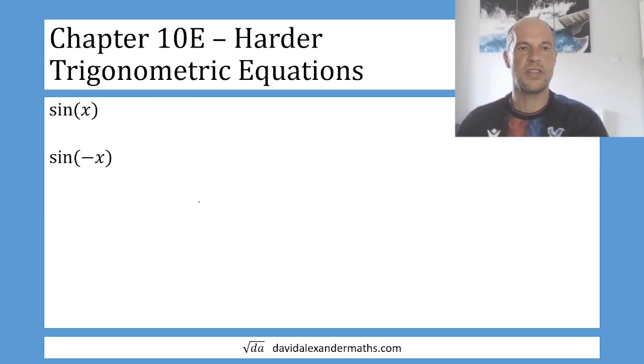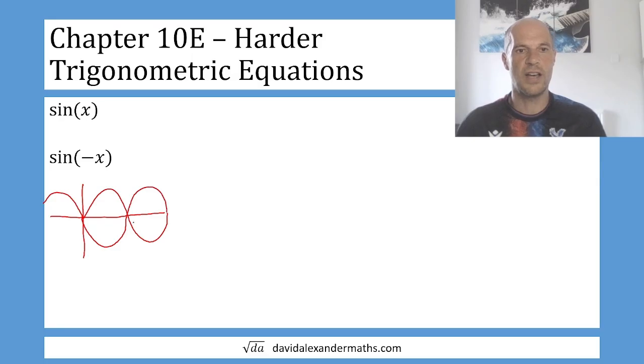Okay, what about the difference between sine of x and sine of negative x? Here the transformation is inside the brackets, so it's going to affect the x value. Any positive x value will be made negative, any negative x value will be made positive. In other words, this is just going to be a reflection in the y-axis. So if I reflect this sine curve in the y-axis, then it will look like so.